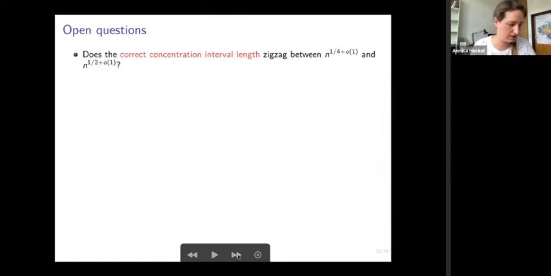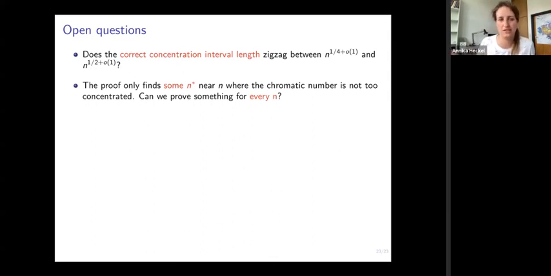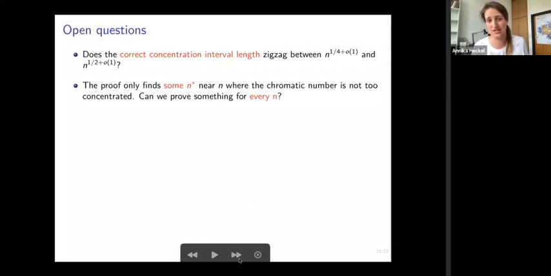Okay, I'll stop with some open questions. The most obvious one is to prove that the zigzag conjecture holds. Does the correct concentration interval length actually zigzag between n to the 1/4 and n to the 1/2 along this line? Short of that, an inherent problem with the method is that it only ever shows that close to every n there's another n star, so that non-concentration holds, but it gives you nothing whatsoever on any particular n. So it would be very nice to get anything which holds for every n.